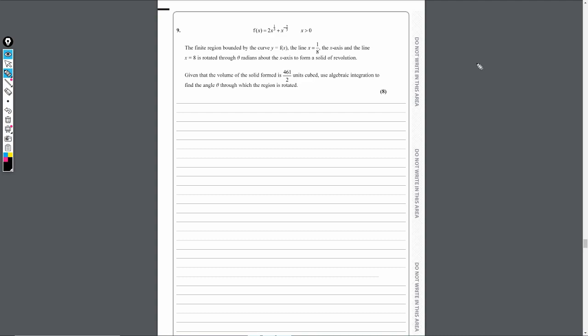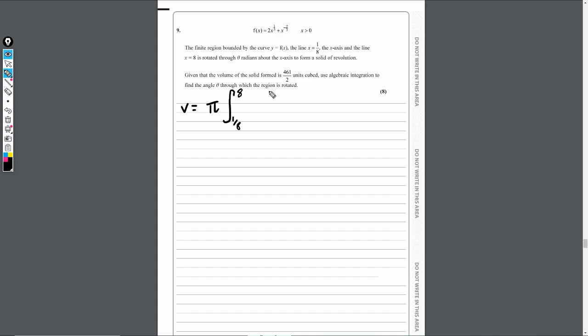So this is quite late on into the paper, the penultimate question, and it's 8 marks, but as long as you're confident with integration, I don't think this question is too challenging. Okay, so let's write in the formula that we're going to need. So we know that the volume V, well, that's going to be equal, so it's always pi lots of the integral. We know the limit straight away. We're told that it's between 1 over 8 and 8. So 1 over 8 will be my lower limit. My upper limit being 8.